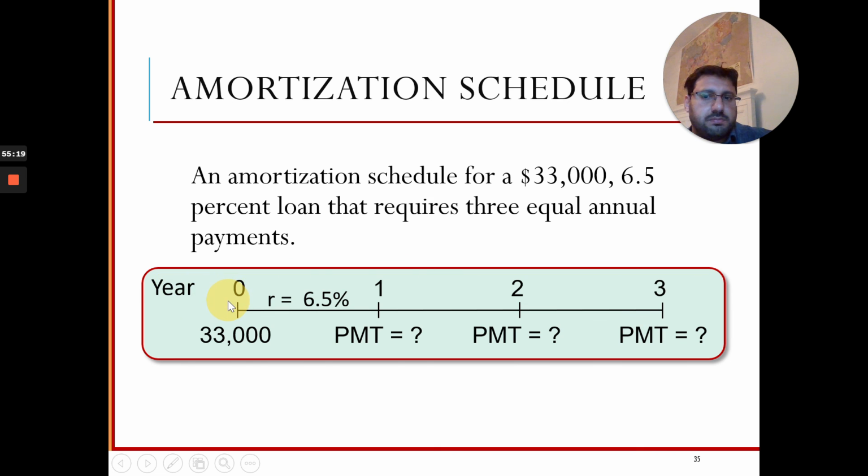So you borrowed 33,000 right now. Then after 1 year you agree to pay an amount, then at the end of the second year and at the end of the third year you pay the amount. And PMT is always the equal amount. So you clearly see that it is sort of an annuity. It's a fixed payment which you make after a fixed interval of time, right? Same payment after fixed interval of time. So it's an annuity. It's not rocket science.